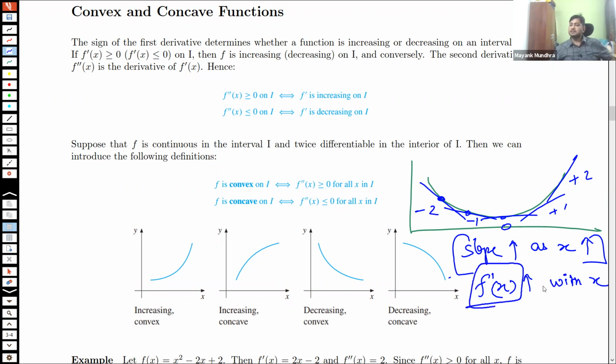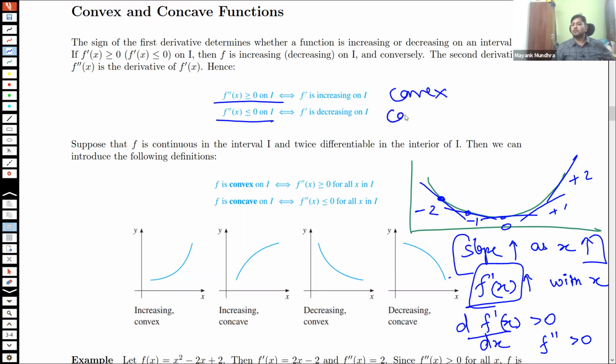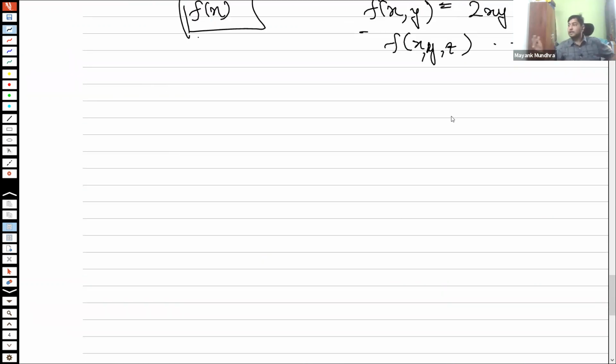So f prime of x is increasing with x, which means that the derivative of f prime of x is positive, which means that f double prime is positive. That's why we say that when f double prime is positive, we have convex functions. And when it is negative, we have concave functions. A concave function essentially looks like an inverted kadai. Take a kadai and invert it, so that becomes concave.